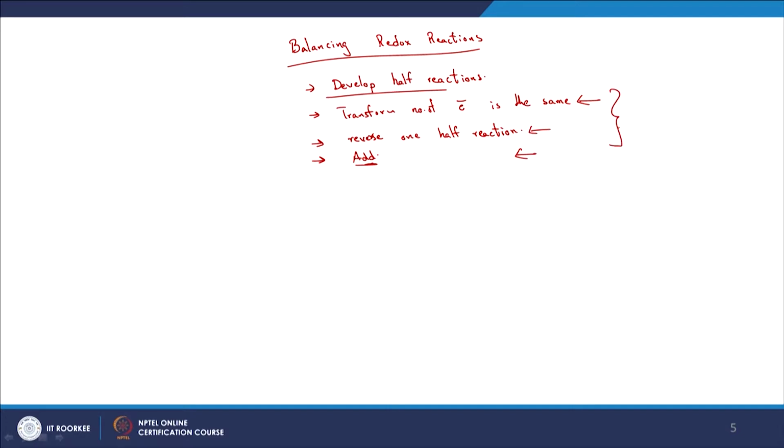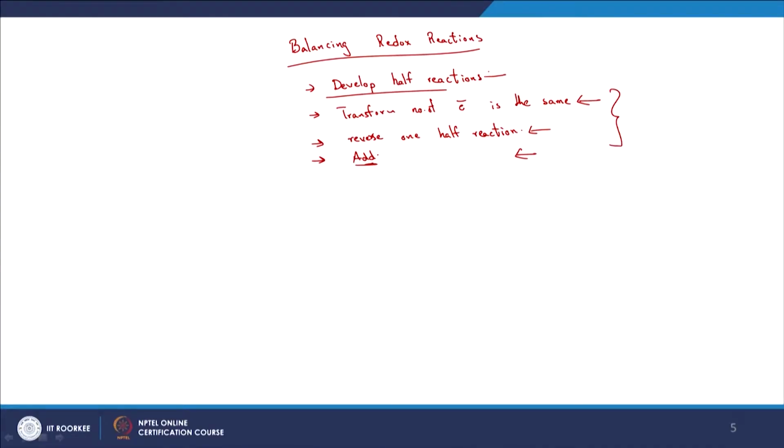So all these three aspects are relatively simple, but the key is that electrons do not accumulate in the solution. The number of electrons being donated from a particular half reaction needs to be equal to the number of electrons being accepted in the other half reaction. So you need to see to it that the total number of electrons gained or lost in each of these half reactions is the same, because when you reverse and add the relevant half reactions, the overall reaction should not have any electrons present. This is relatively simple, but we need to look at developing the half reactions. So let's see how to go about that.